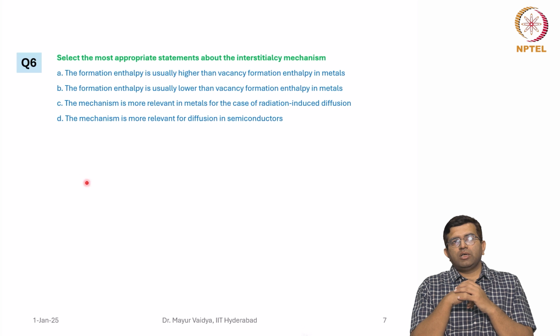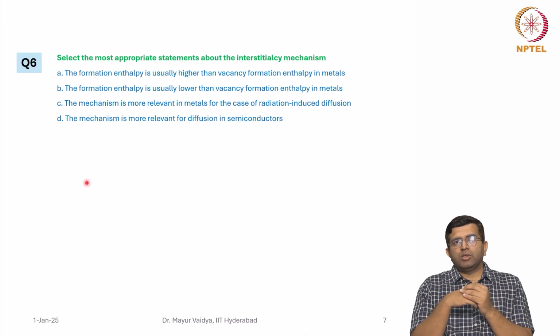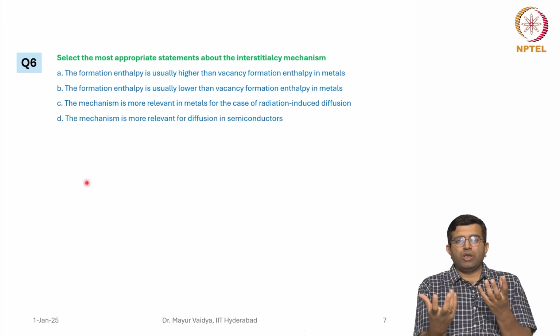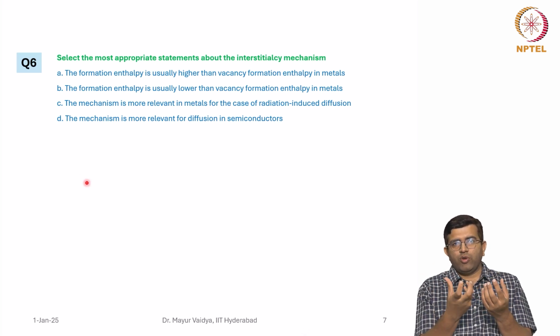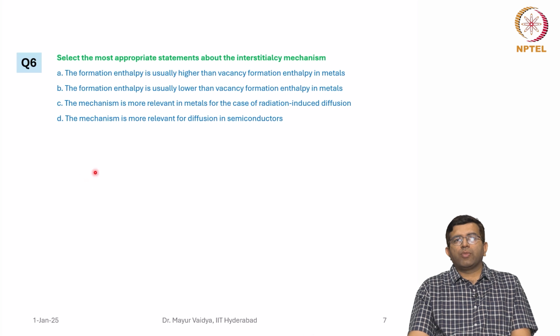Question number 6, select the most appropriate statements about the interstitial C mechanism. Statement 1 is formation enthalpy is usually higher than vacancy formation enthalpy in metals. This is correct because here the atom has to sit in its own interstitial site, which puts a lot of strain on the neighboring atoms. So, the formation enthalpy is usually much higher. Since A is correct, of course, B is wrong.